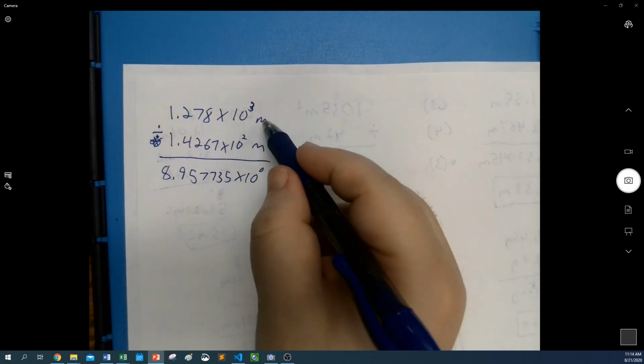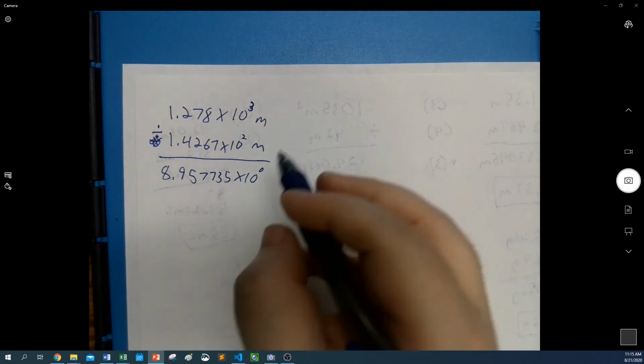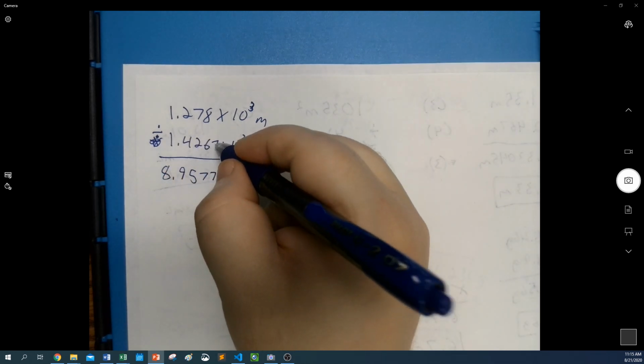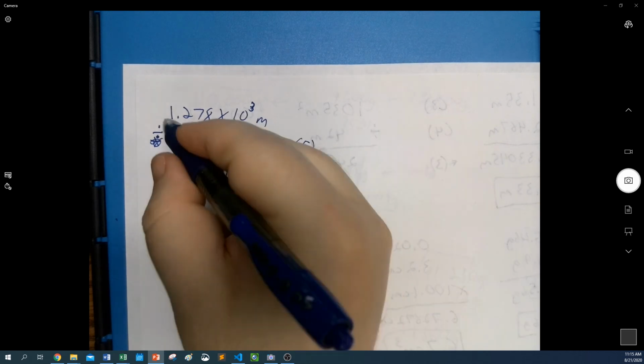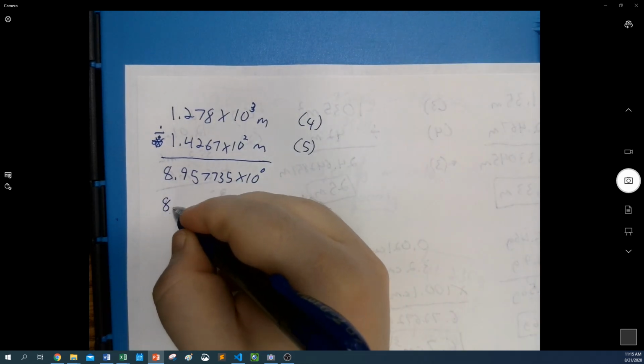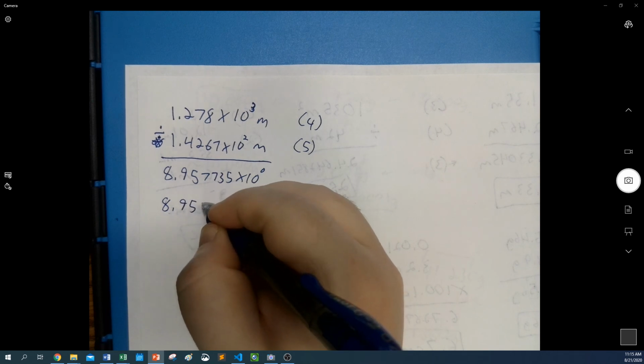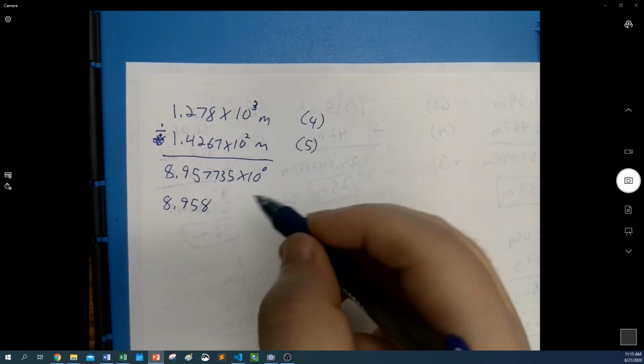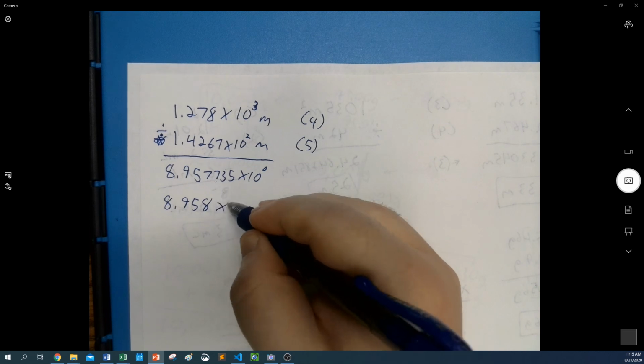There won't be any units because meters and meters cancel out. So this has 1, 2, 3, 4, 5. That has 4. So we would only write the answer as 8.958. Make sure you round correctly. Times 10 to the 0.